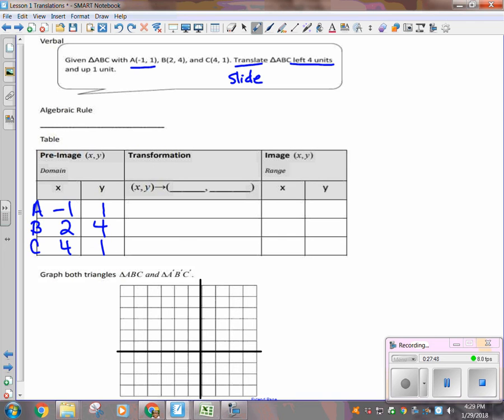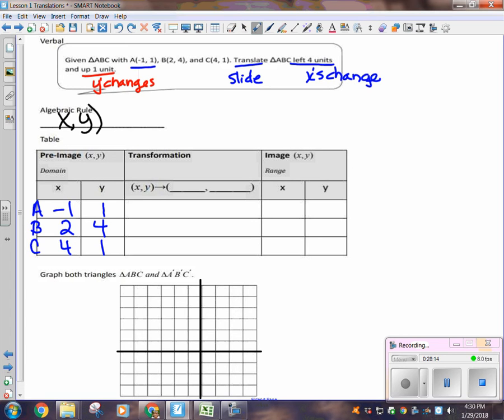Now if I go left 4 units, is that going to be changing the X's or changing the Y's? Left. I think that's going to be changing the X's. So X's are going to change. All right. Now it's also said 1 unit up. Up 1 unit. So I think that's referring to Y's are going to change. So Y changes.